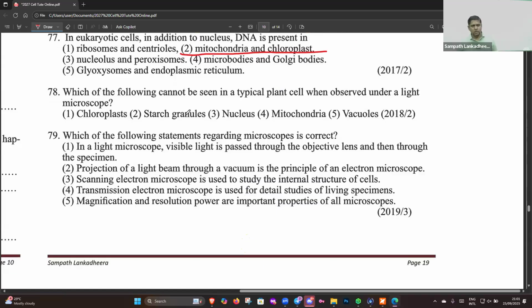Question number 78. Which of the following cannot be seen in typical plant cell when observed under light microscope? Chloroplast, starch granule, nucleus, mitochondria, vacuole. Answer then has to be mitochondria. Reason: colorless, so you can't see it clearly. Present, but like a transparent structure. Unless you color it, you can't observe it.